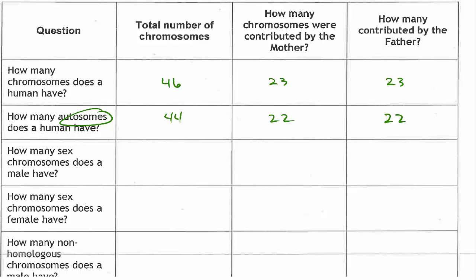So the question is, how many sex chromosomes does a male have? We have 2. One of them came from my mother, one came from my father. How many sex chromosomes does a female have? Again, 2, and again, they're human, so 1 each.